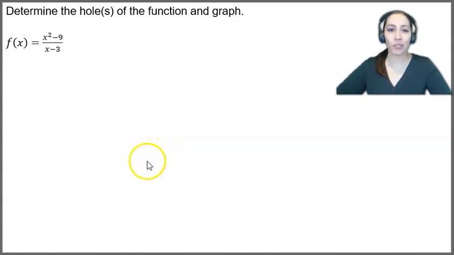Determine the hole or holes of the function and graph. So we have f of x equals x squared minus 9 over x minus 3. How am I going to determine the hole or holes of this function and then graph it?